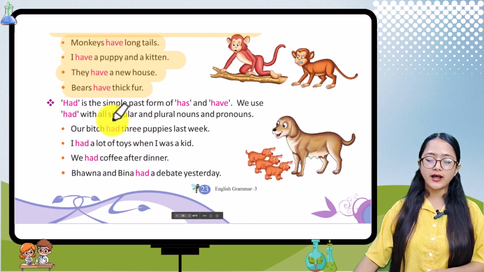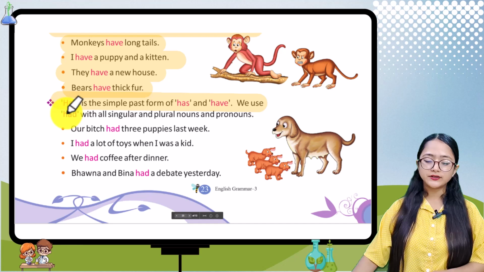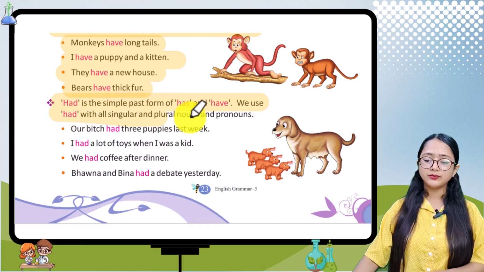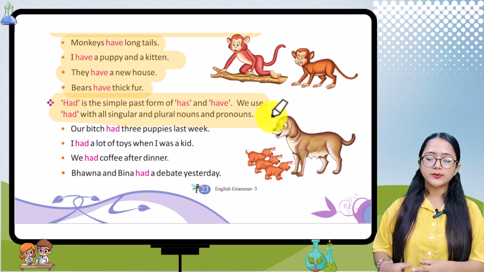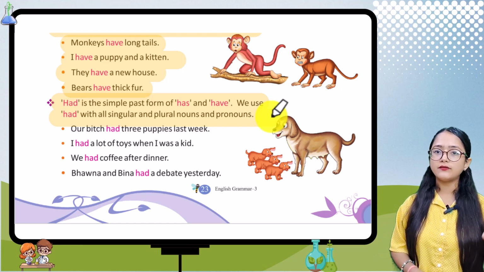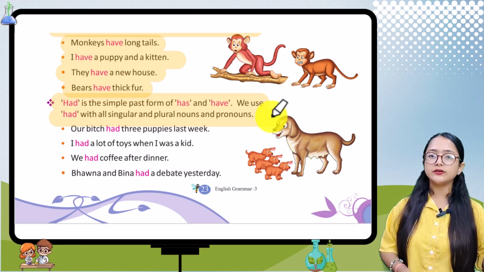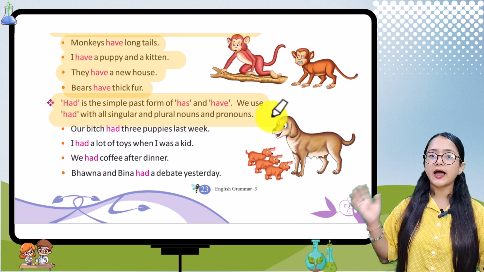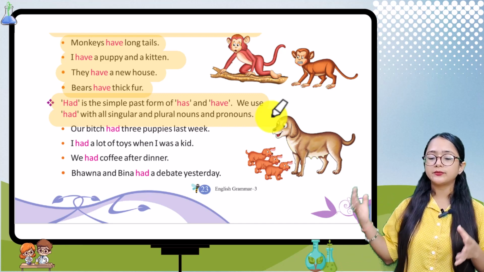Now let's talk about had. Had is the simplest form of has and have. We use had with all the singular and plural nouns and pronouns.